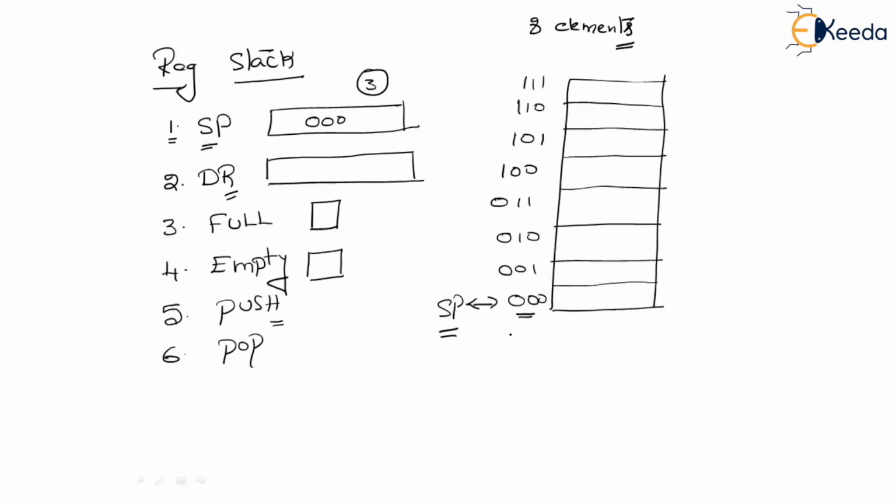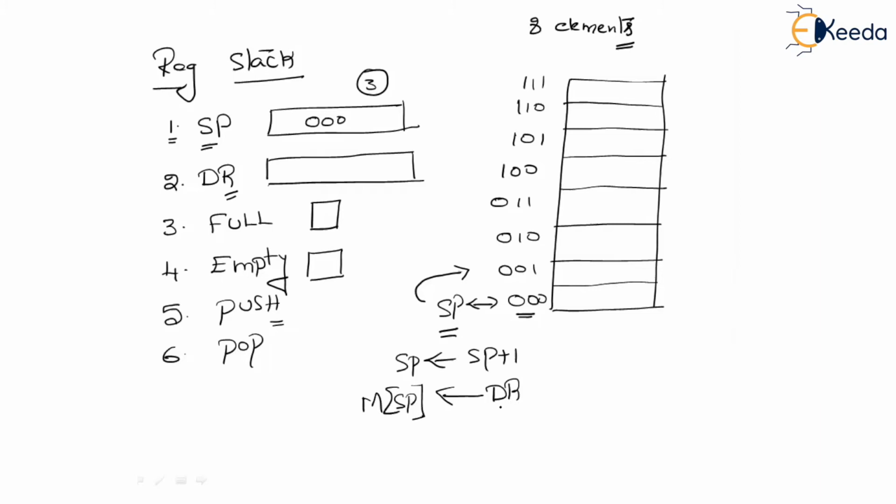Now let us say you want to perform a push operation. When the push operation is performed, initially the stack pointer will get incremented. That is, SP is equal to SP plus 1. Now the stack pointer moves from 000 to 001 as it is incremented. After incrementing, the element will be pushed into the memory of the stack pointer. That is, the contents of the data register will be pushed into the memory of the stack pointer.